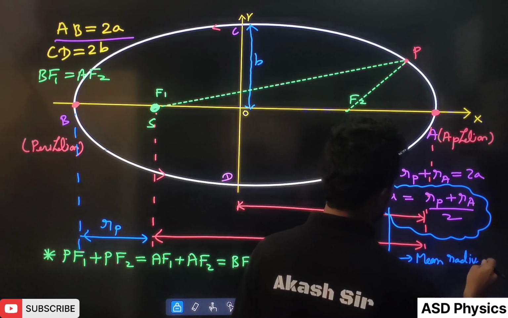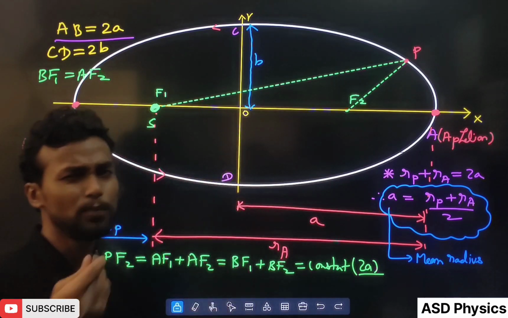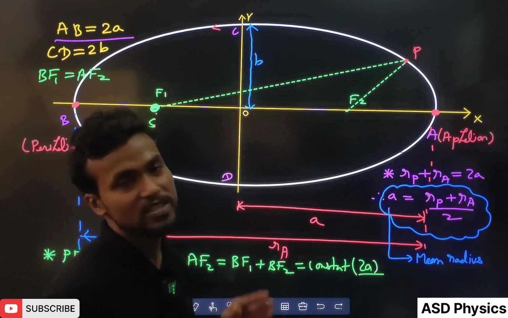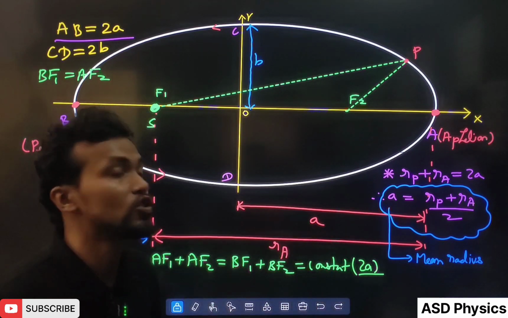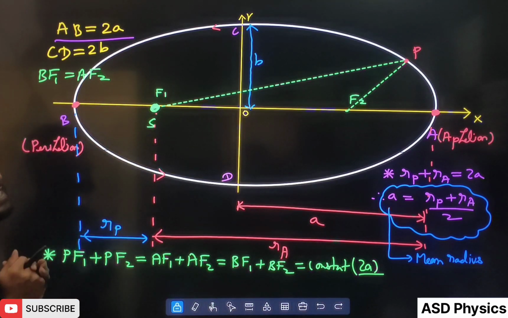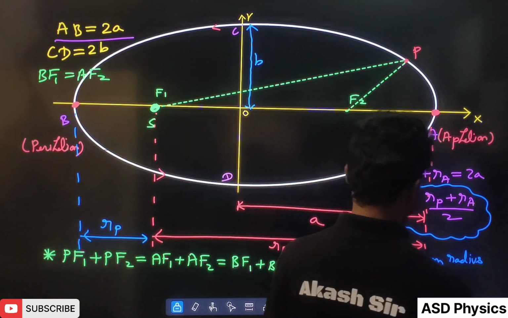Now, why mean radius? Because the distance of the planet from the sun keeps on changing, even from the center also. The planet's distance keeps on changing. That's why this a is called mean radius or semi-major axis. So I hope all these basics are very clear. This is very, very important to understand Kepler's law. Okay, see it very well. You can take the screenshot also. Okay, now students, we'll go to the next one.